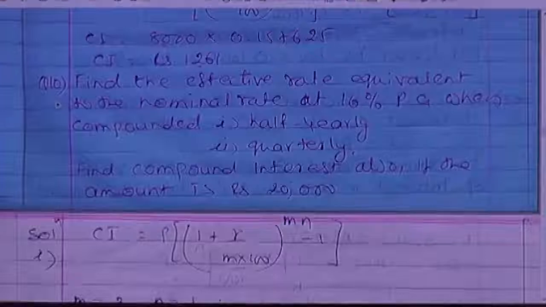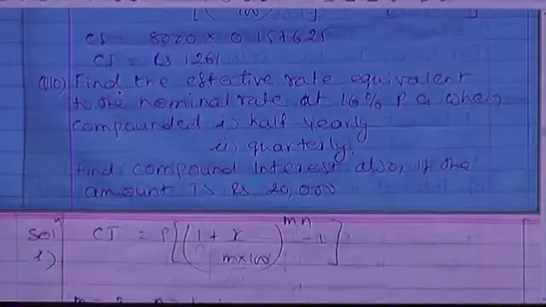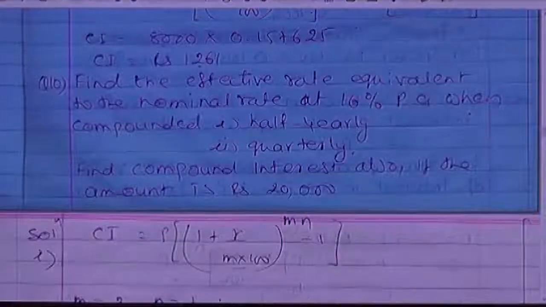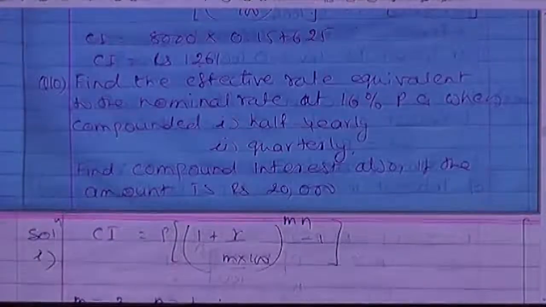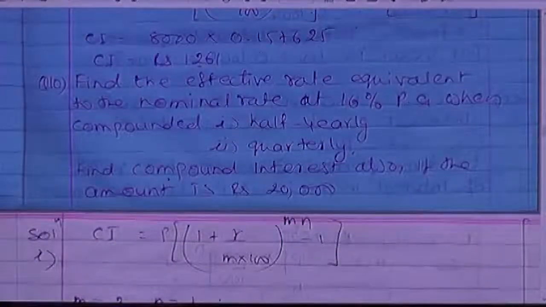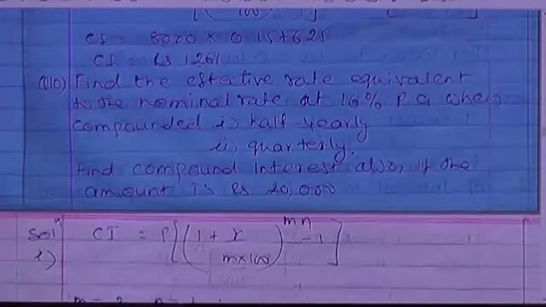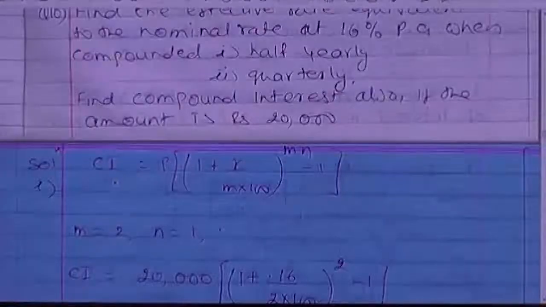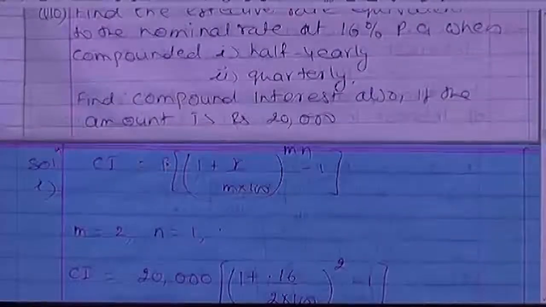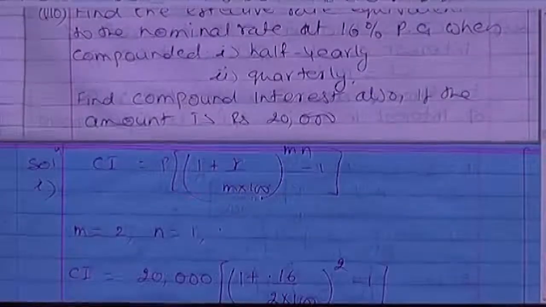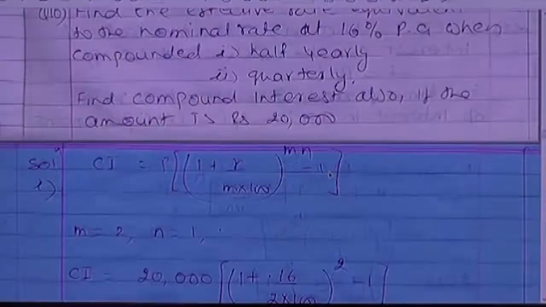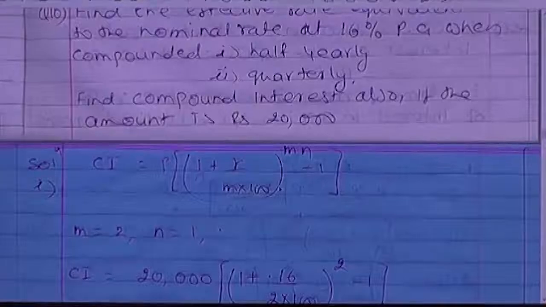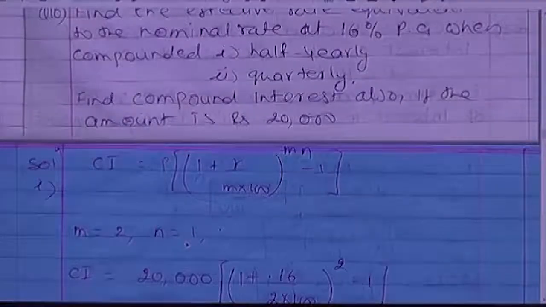Now moving on to the 10th illustration, we have to find the effective rate equivalent to the nominal rate of 16% per annum when compounded half yearly and quarterly. Find compound interest also if the amount is rupees 20,000. Now we know that compound interest is given by the formula P times 1 plus R upon M into 100 raised to Mn minus 1. Here M will be equal to 2 because it is half yearly, and N equal to 1.